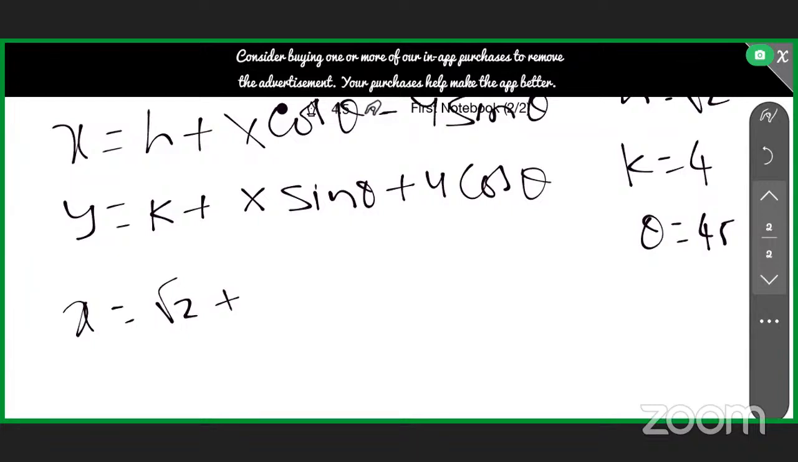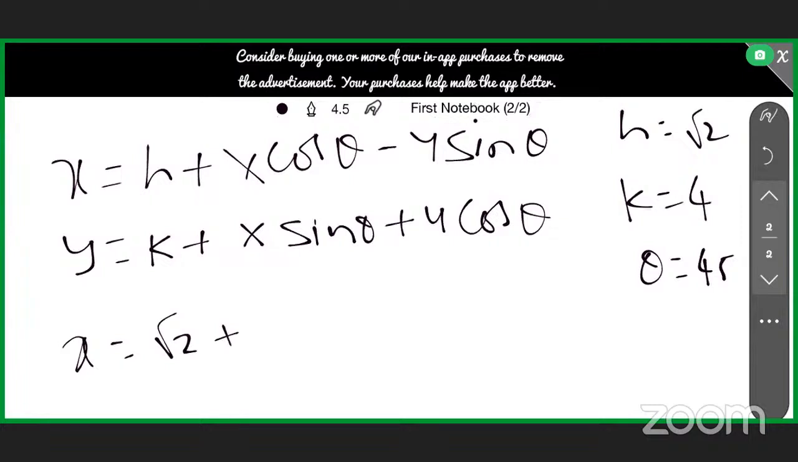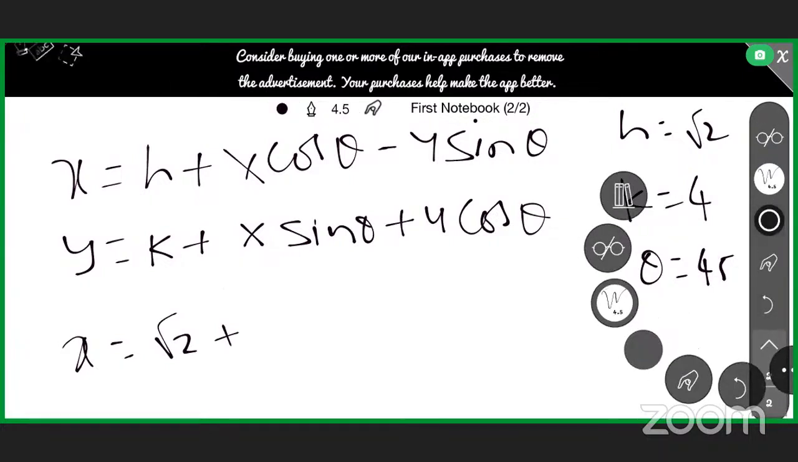Cos 45 is equal to 1 by root 2. Sorry, extremely sorry, I made one mistake here. I have written the formula of general transformation. Correct, no?